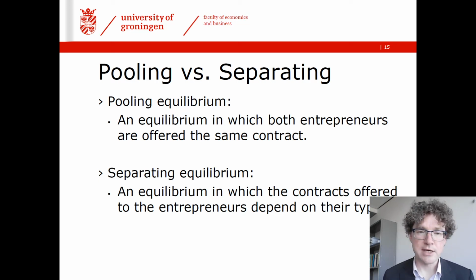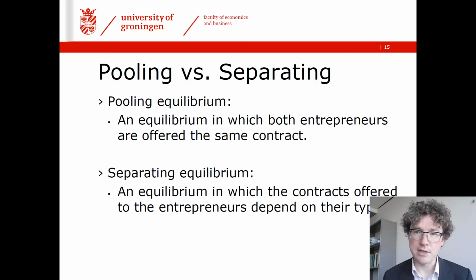Seeing this, we might anticipate that if you are a good entrepreneur yourself, you might like to find a way in which you can separate yourself. So prove to the investors that you actually do have a good project. And we're going to get to this now. This is going to be called a separating equilibrium.